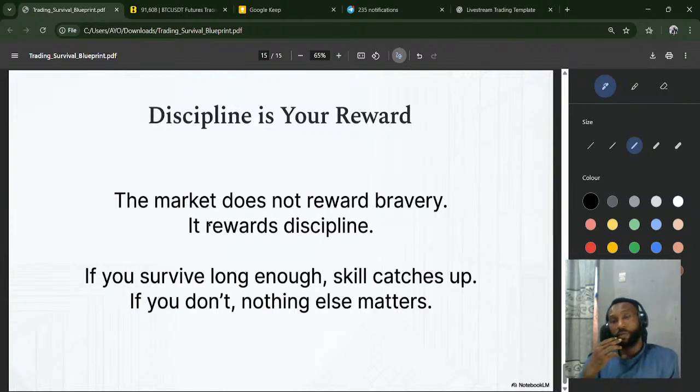Discipline, basically, like I've just been saying, discipline is your reward. The market does not reward bravery, it rewards discipline. If you survive long enough, skill catches up. If you don't, nothing else matters.